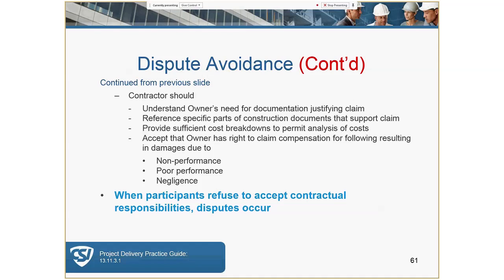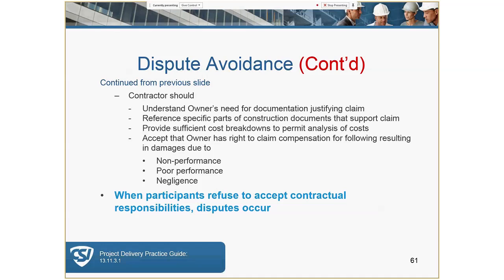Contractor has to recognize that the owner has rights under the contract, and justification of a claim needs to be provided. So if there's additional documentation that needs to be provided, then there should be no dispute or pushback on the contractor to provide that. Contractor should be aware that the owner has the capability to file a claim for poor performance or non-performance by the GC. So remember the old adage, what's good for the goose is good for the gander.